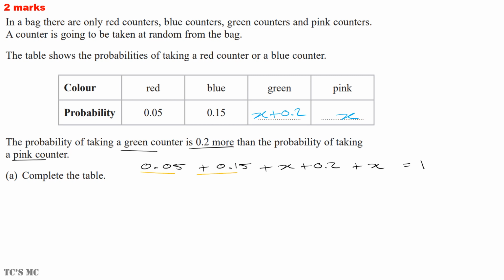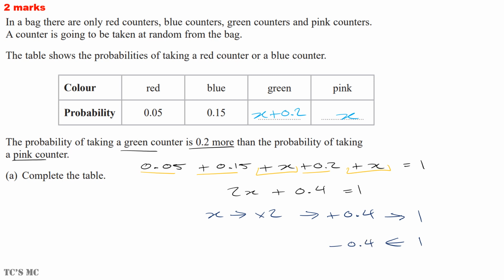Collect the like terms and we have 2x add 0.4 equals 1. To solve this, we can use the flowchart method. Multiply by 2 and then add 0.4 and we get 1. To go backwards, do the inverse. Subtract 0.4, which is 0.6, and divide that by 2, which is 0.3.